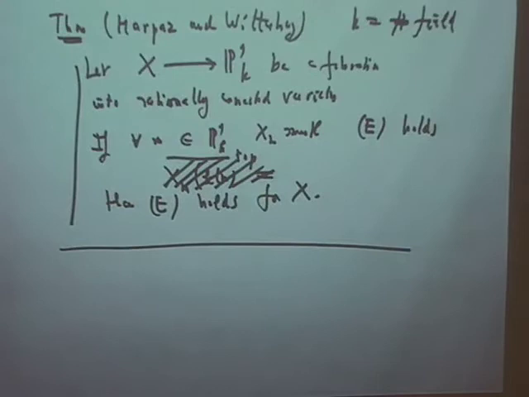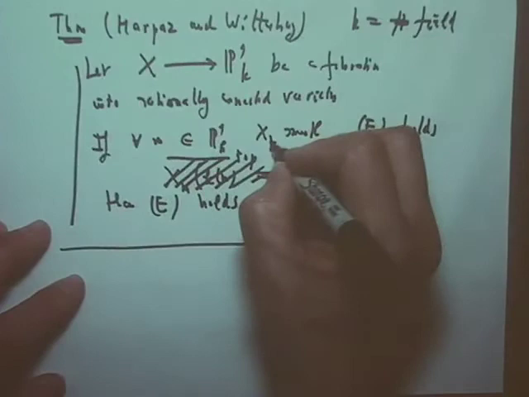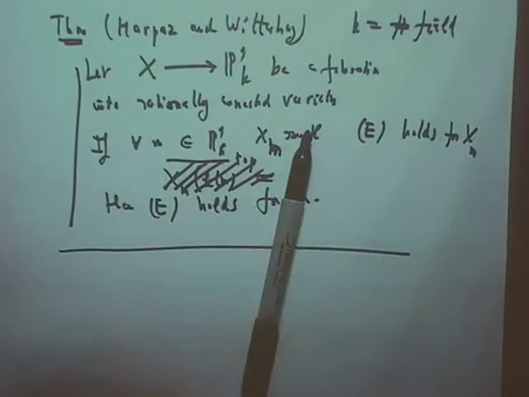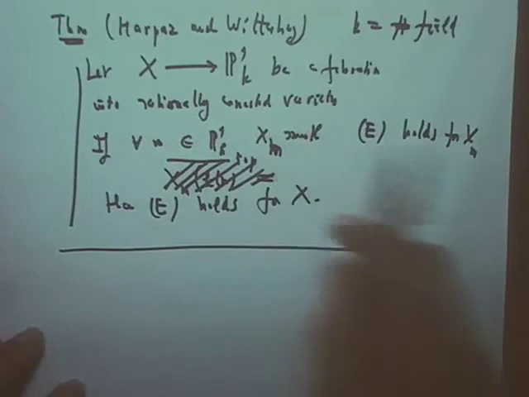Okay. I'm sorry. For all M in P1K with XM smooth, E holds for XM. So XM is a variety over the field K of M. Okay. So E makes sense for this variety. So we want this.